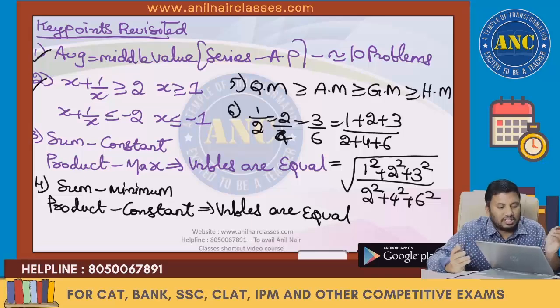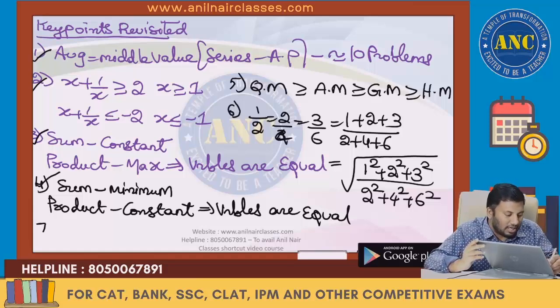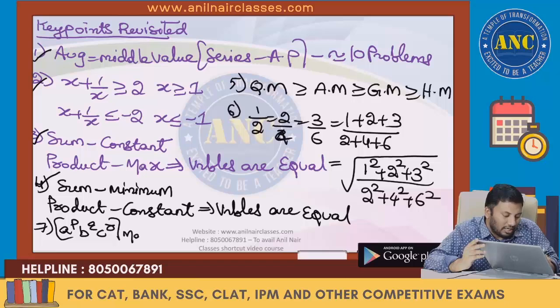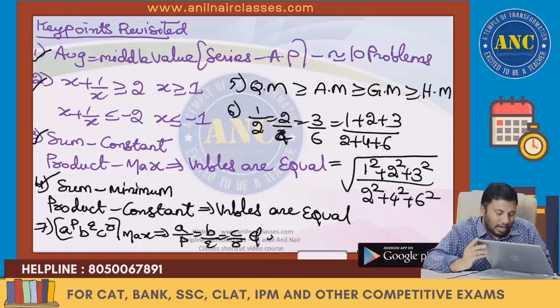Variable and its reciprocal. Minimum value is 2 for a positive real number. Sum constant, product maximum; product constant, sum minimum. Another, the 7th key point: A power P, B power Q, C power R. This entire expression is maximum only when A by P equivalent to B by Q equivalent to C by R and A plus B plus C is constant.